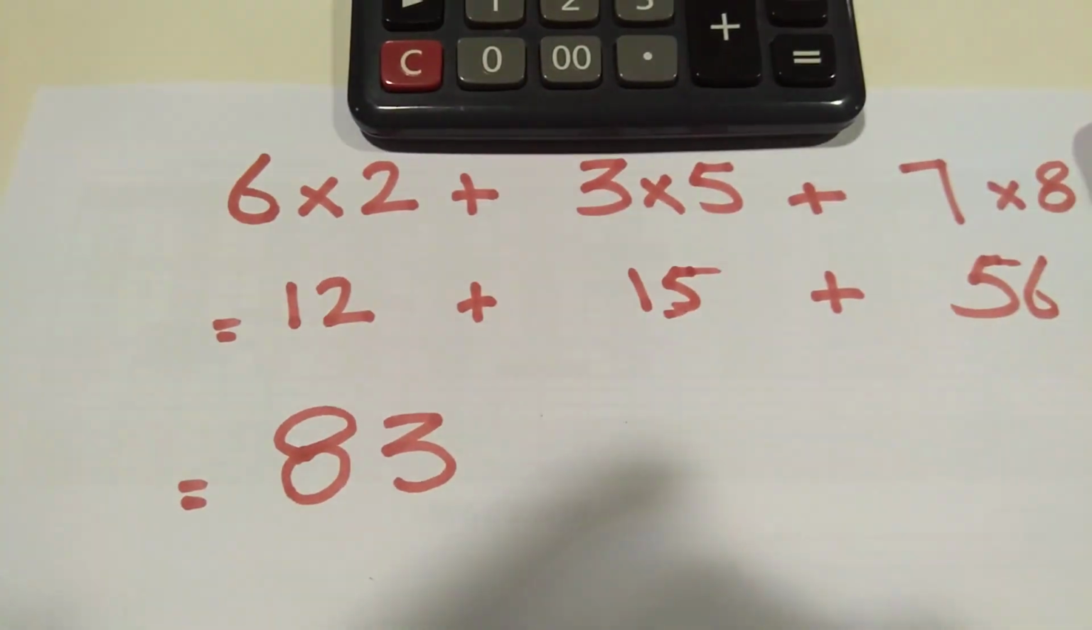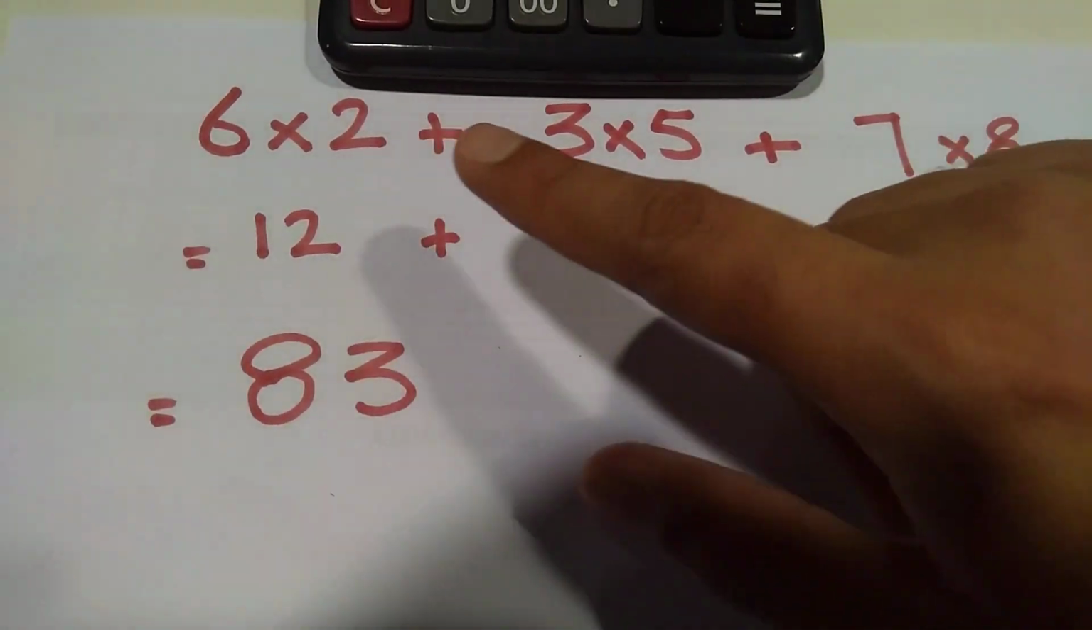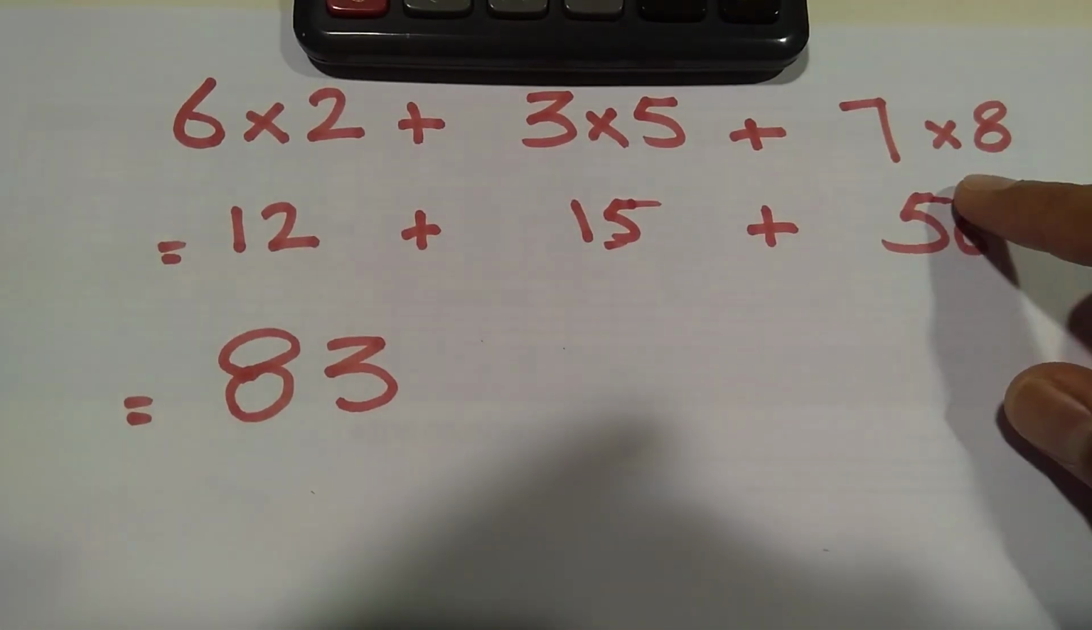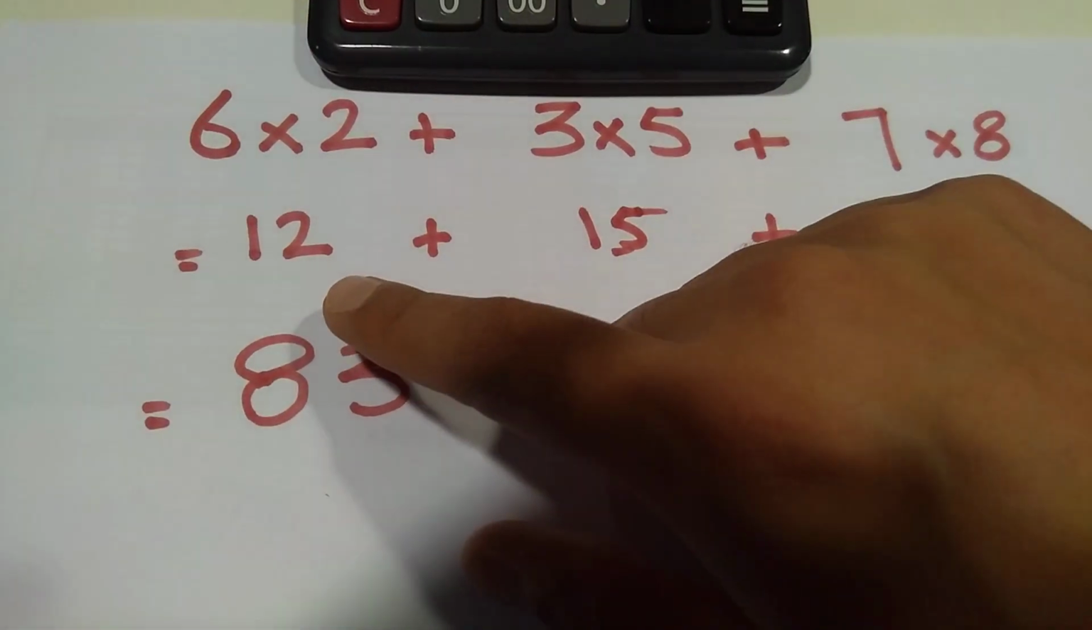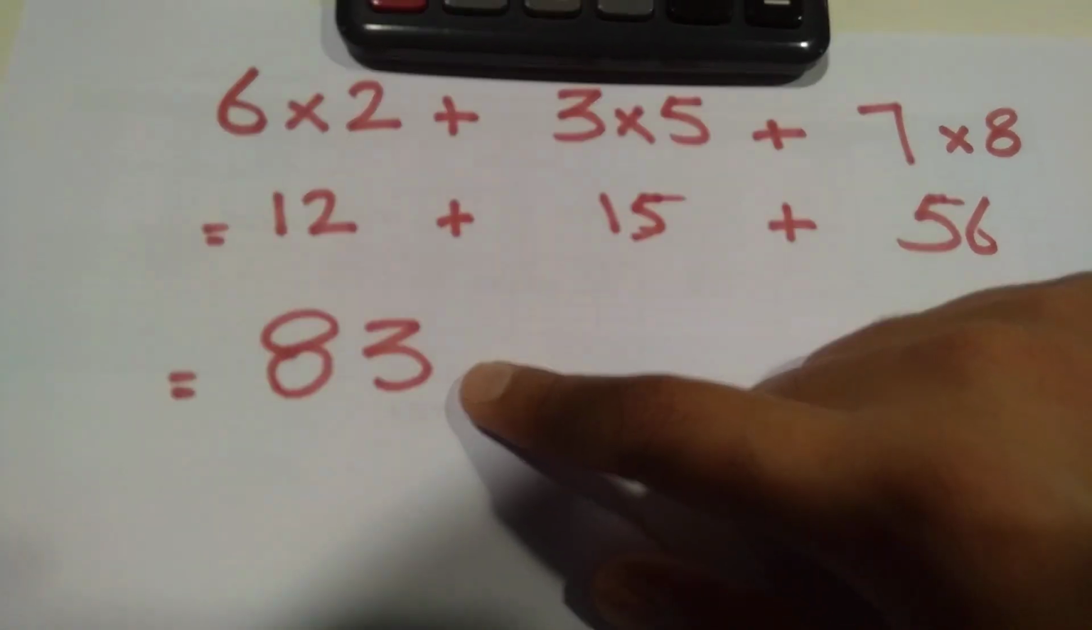So for example, I will show you how. Say you have these calculations: 6 multiplied by 2 plus 3 multiplied by 5 plus 7 multiplied by 8. These are the answers, then you have to add them, and this will be the final answer. This will be the grand total.